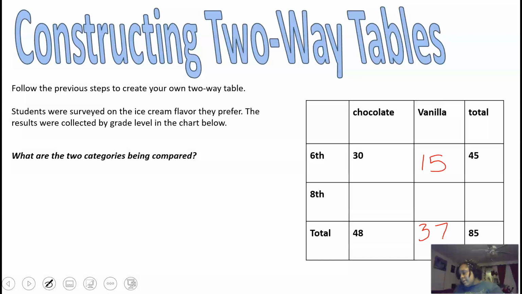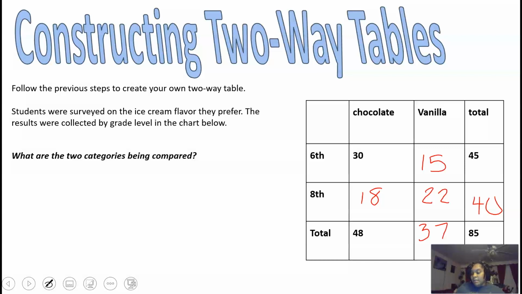So if there's 30 of them that are sixth graders, then we know that 18 eighth graders like chocolate. And then you have 37 people that like vanilla. So how many of those 37 are eighth graders? You would take 37 and subtract 15, and you would have 22 that like vanilla. So how many eighth graders did they survey at least? You have 40. So 40 and 45 make 85. So we know our math is correct.